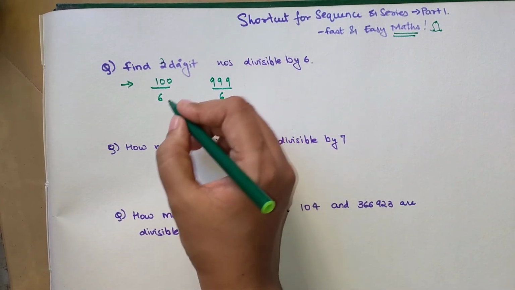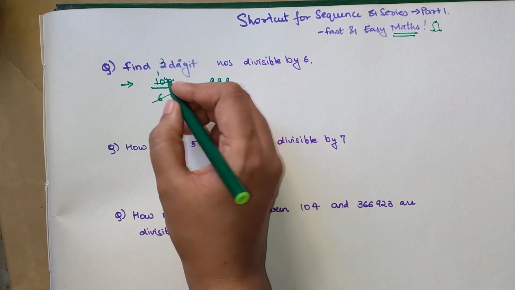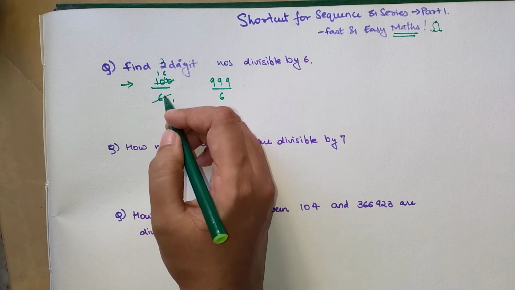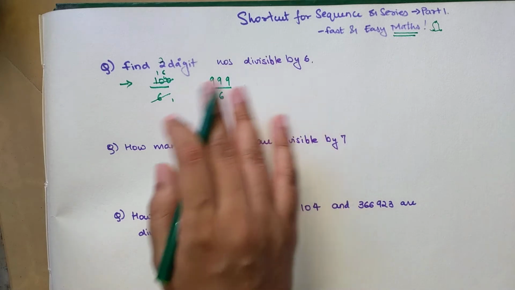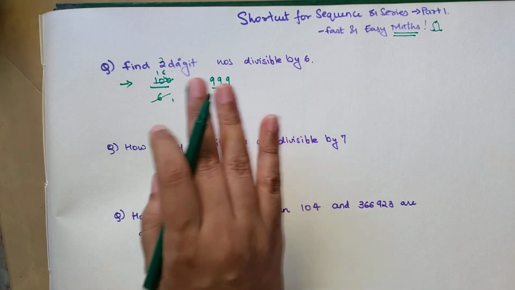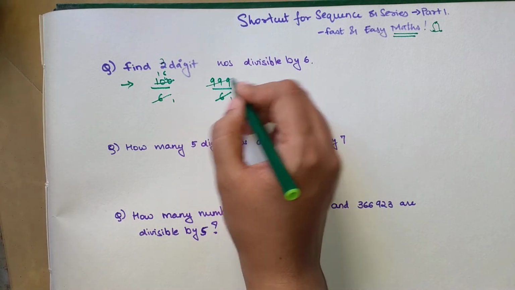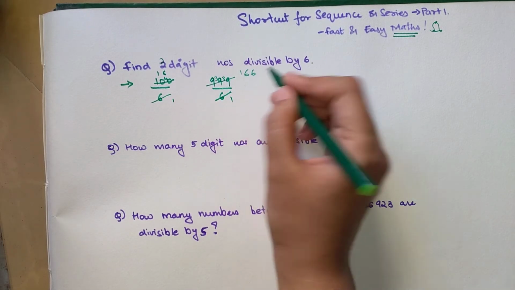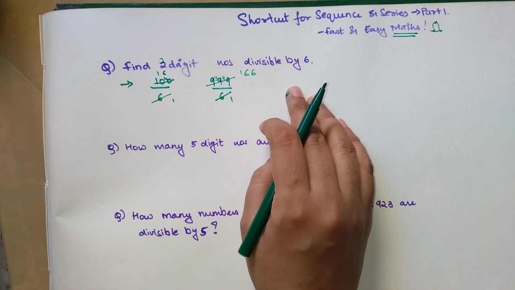So when you divide 100 by 6, you get 16, and you are left with 4. The remainder comes as 4, okay? You are not going to be bothered about the remainder. You're just going to be bothered about the quotient for these kinds of tricks, okay? So now let's see what happens over here. When we divide 999 by 6, we get 166, and you are left with 3, which we are not going to consider, okay?